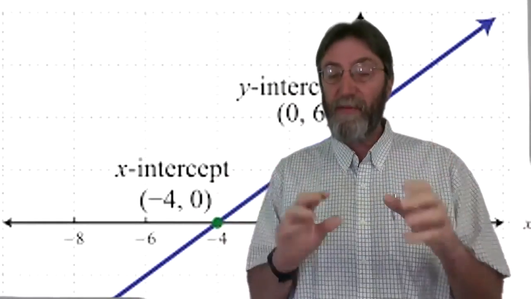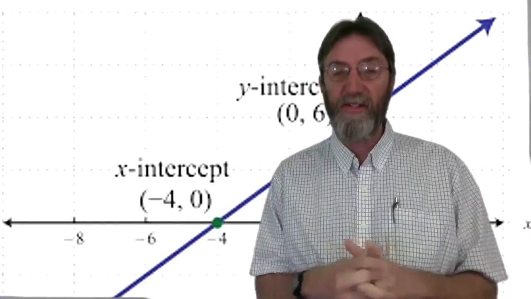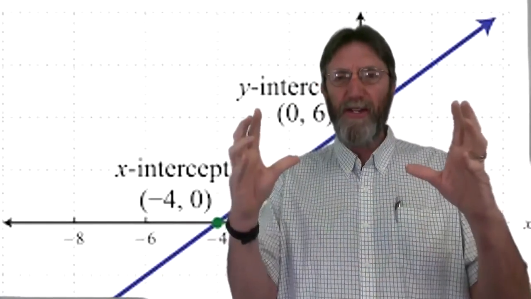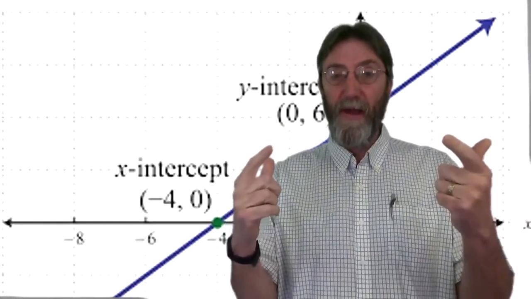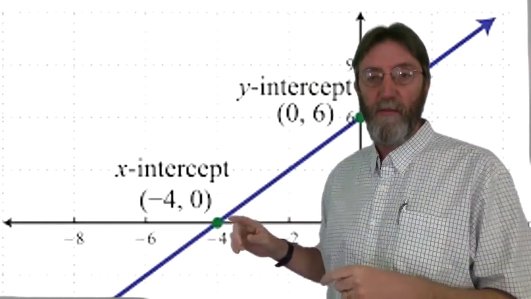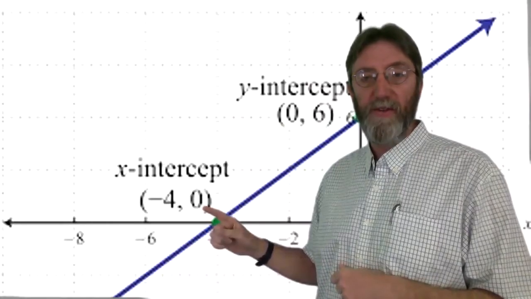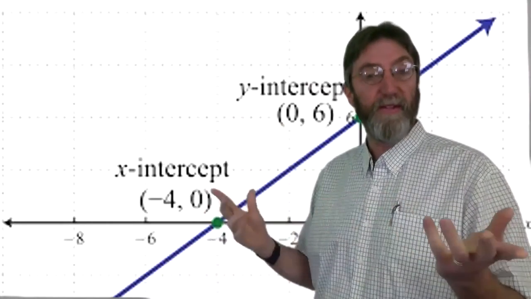Now the x-intercept doesn't show up in the equation. It's the y-intercept that's that plus b. If you had an equation and wanted to find the x-intercept without graphing, just remember, y is 0 for the x-intercept. So you could plug in and solve.